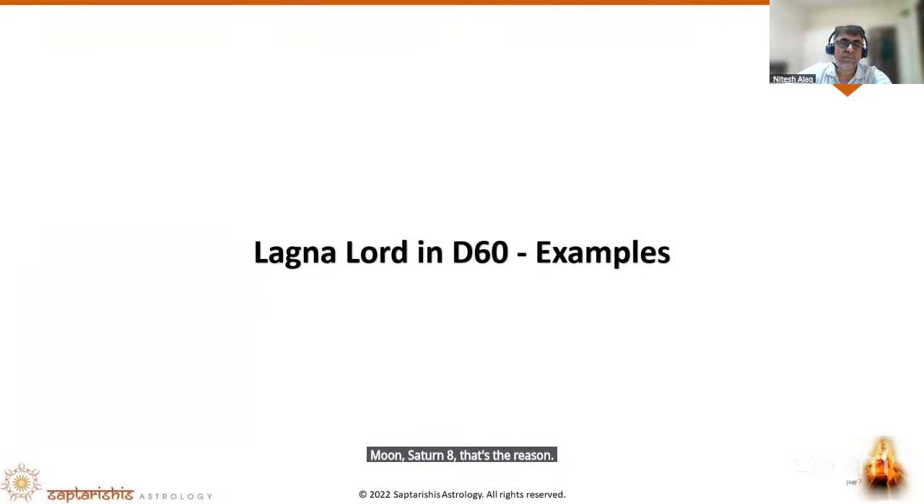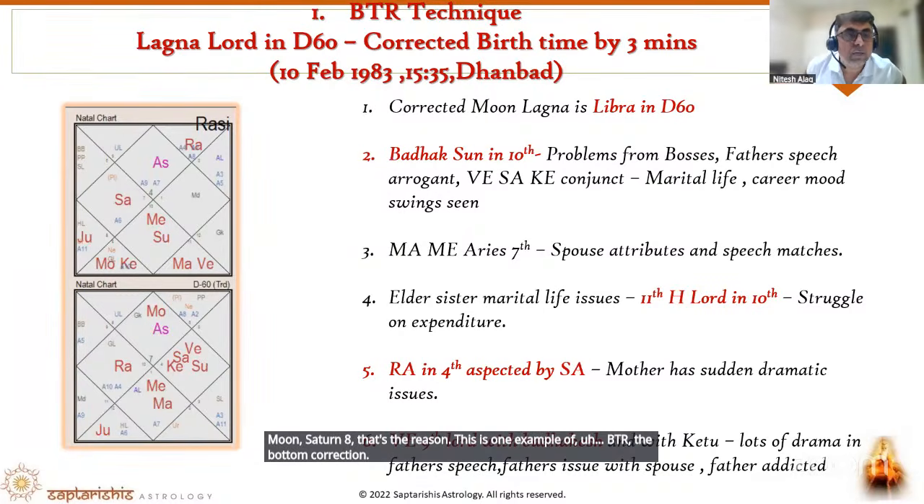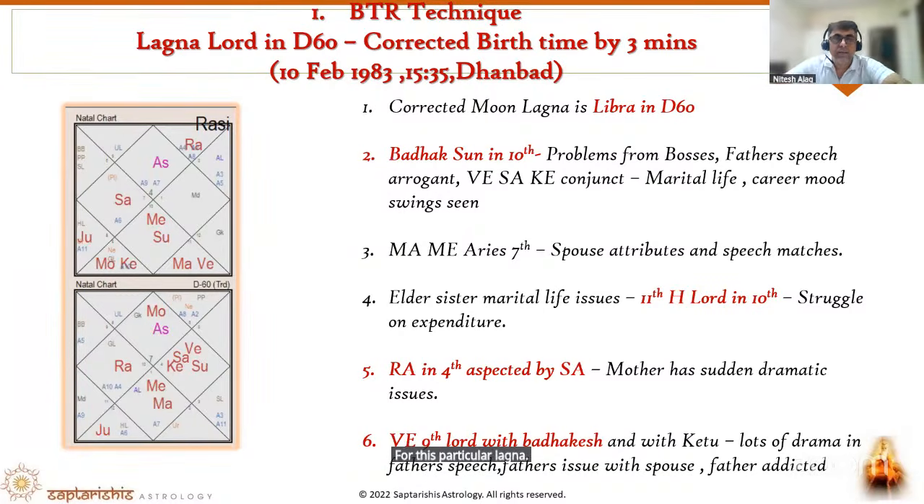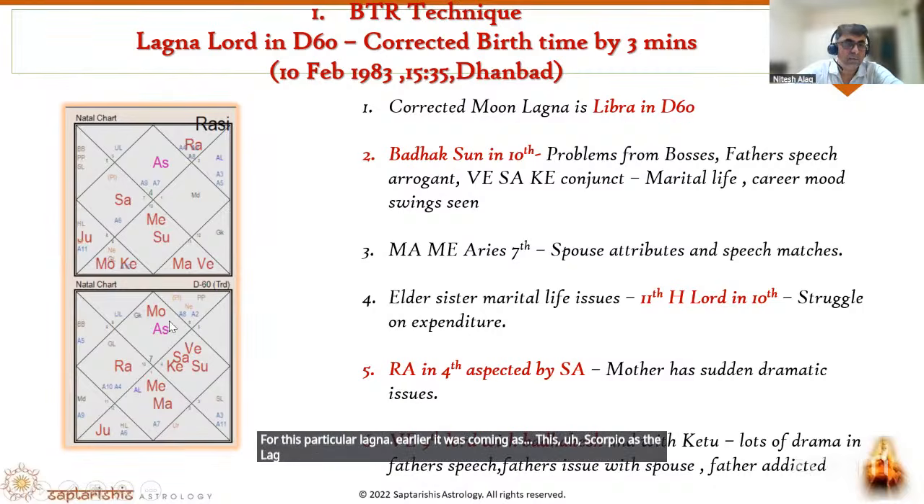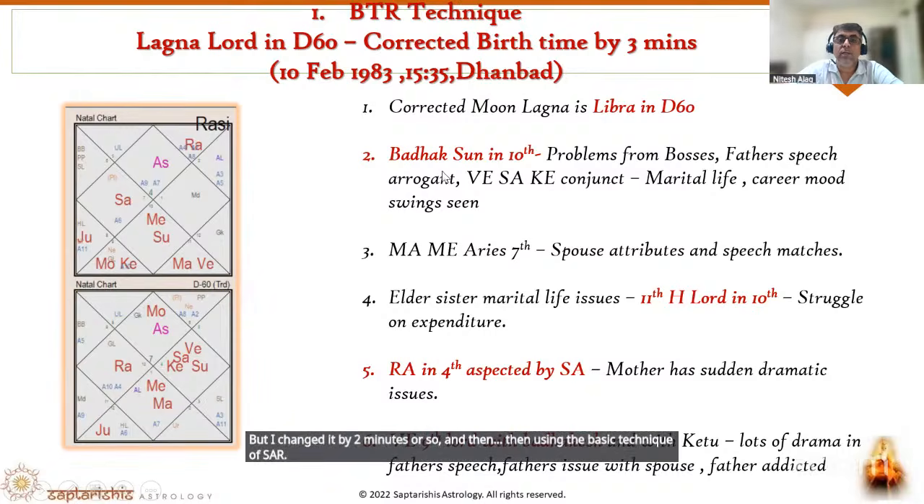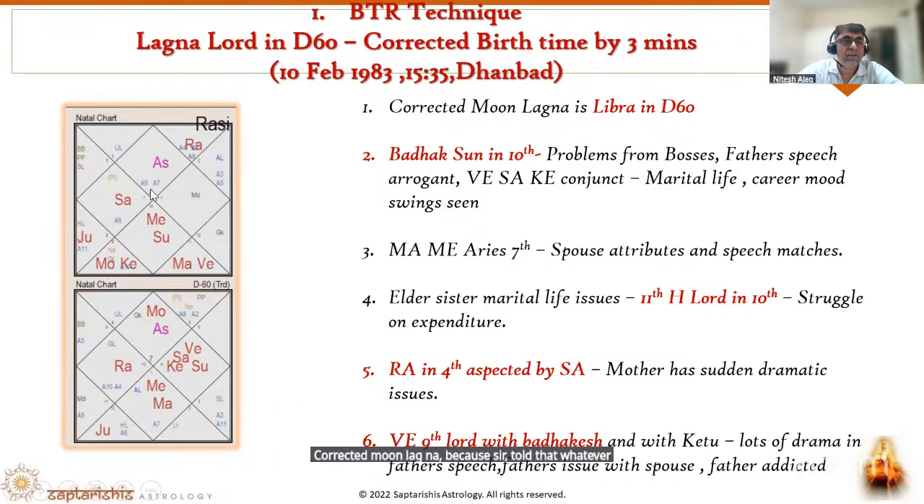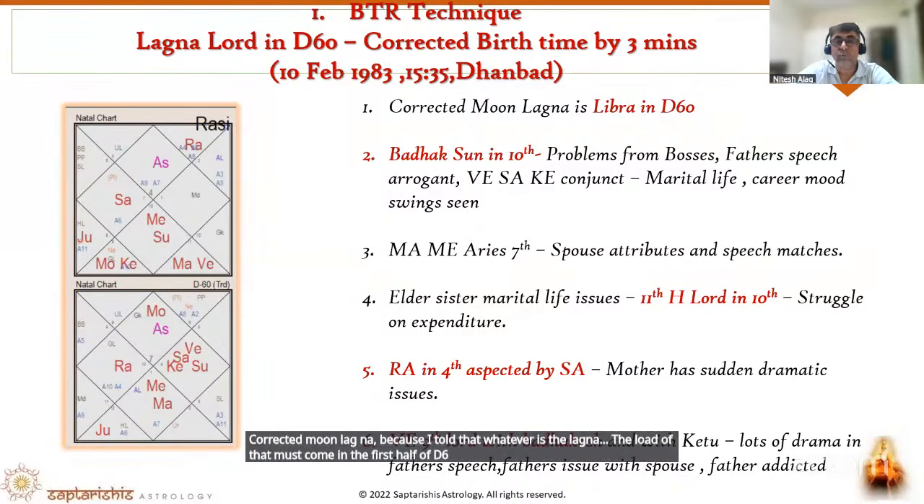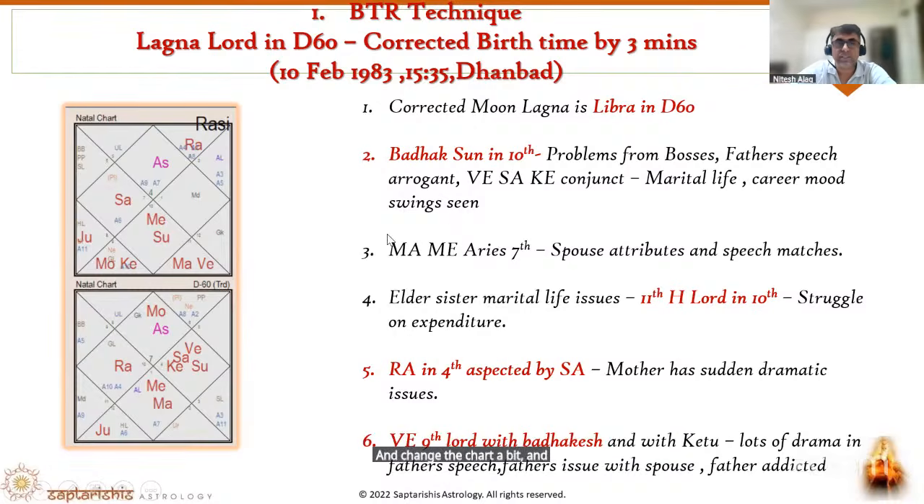This is one example of BTR, the birth time rectification. For this particular Lagna, earlier it was coming as Scorpio as the Lagna, but I changed it by 2 minutes or so, and then using the Dasha 60 technique of Sir, corrected Moon Lagna, because Sir told that whatever is the Lagna, the lord of that must come in the first house of Dasha 60. So I made it a Moon Libra and changed the chart a bit, and all the things matched.